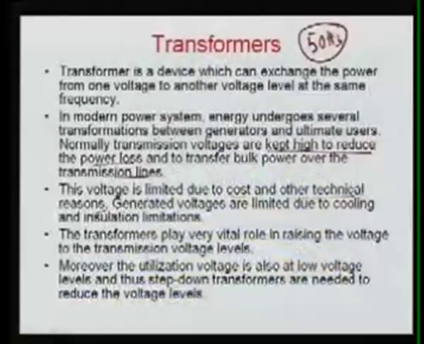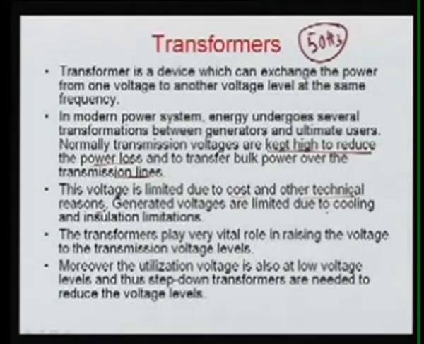This voltage is limited due to the cost, no doubt. Generated voltage is limited due to the cooling and the insulation, already we discussed and saw in the previous lectures as well as the previous slides. The transformers play a vital role in raising the voltage to the transmission voltage levels. Moreover, the utilization voltage is also at low voltage level, and thus step down transformers are needed to reduce the voltage.